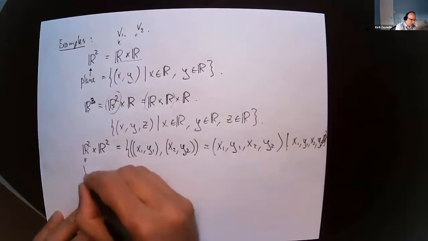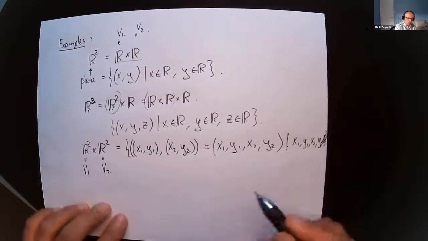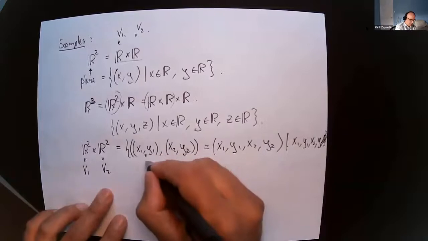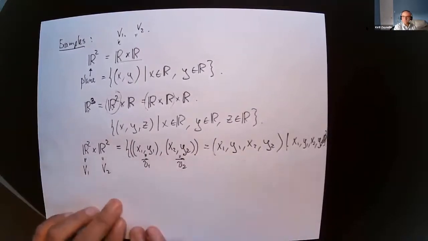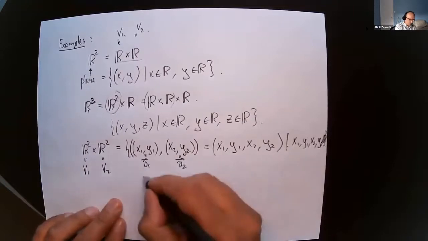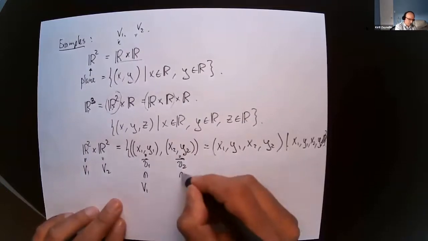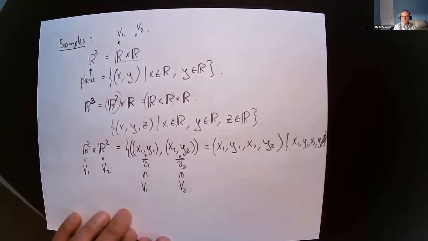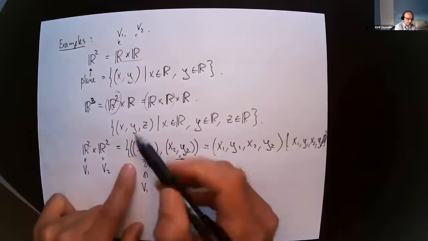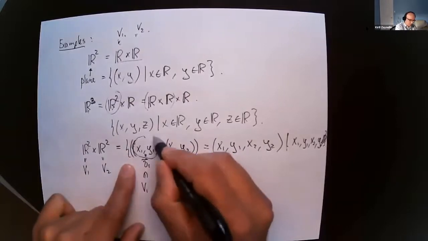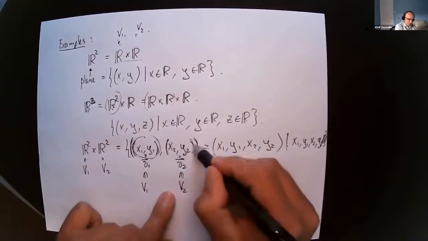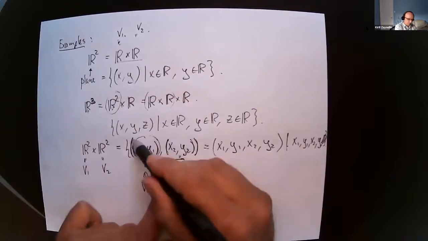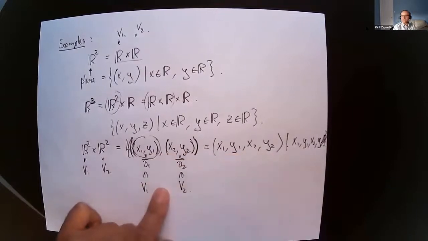Okay, so that's my v1. This is my v2. This is my small v1. This is my small v2, right? And of course, this is just a vector in v1, and this is just a vector in v2. Clearly v1 is the first coordinate in this pair, right? And v2 is the second coordinate of this large pair, right? Okay.